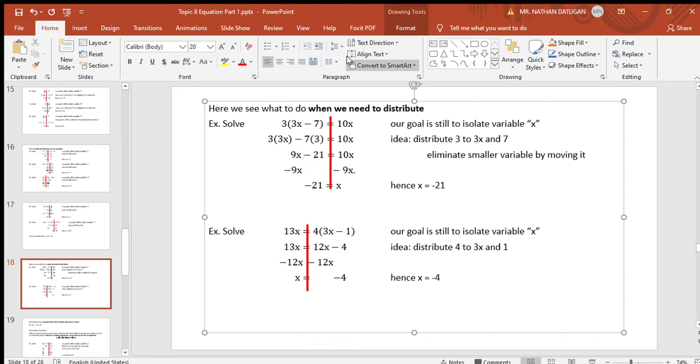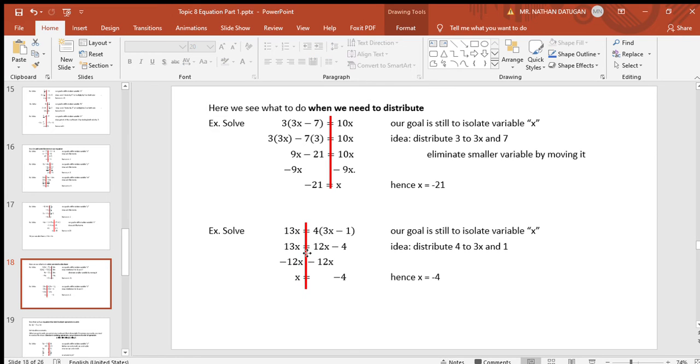Now we have 13x is equal to 3x minus 1 times everything by 4. So now we're going to shortcut this part. We're going to distribute, first thing first, 4 to all the terms inside the parentheses. 4 times 3x is 12x, and 4 times 1 is 4. The operation stays the same.